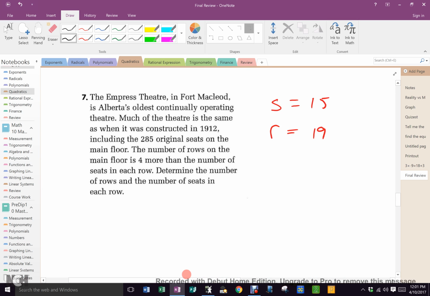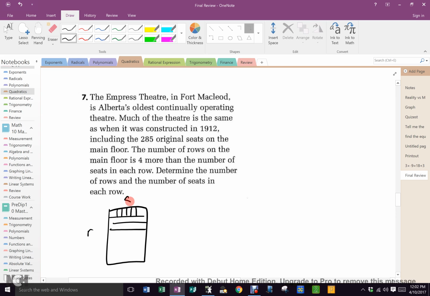This one, I would like to go over it. Again, you could use your calculator, or you don't need to. The theater has to look like this, right? Rows, and each row is divided into seats. So, and there's 285. So row times seats equals 285, right? But we know that rows also equals, right here, the number of rows is 4 more than the number of seats. So rows also equals seats plus 4.